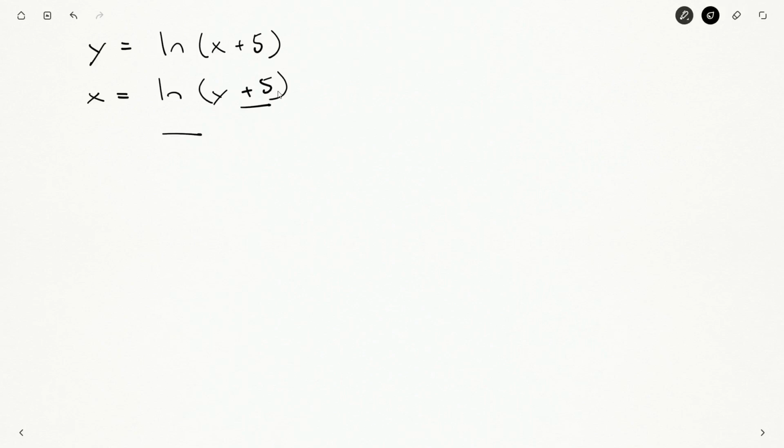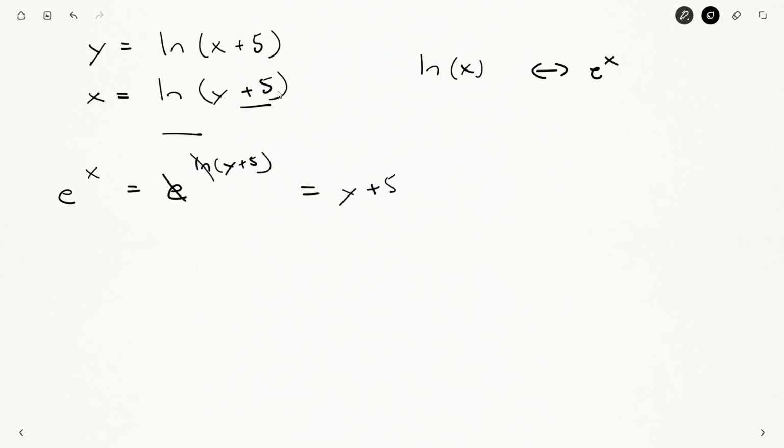I need to remember ln of x cancels out with e to the x. So if I want to get rid of this ln, let's raise both sides as exponents: e to the x and e to the ln of y plus 5. If you need to write this intermediate step, by all means. But the e and the ln cancel out, and I'm left with y plus 5. Now I read again, y plus 5. The plus 5 is the last thing I do. In fact, it's the only thing I do. So to get y on its own, we subtract 5 on both sides.